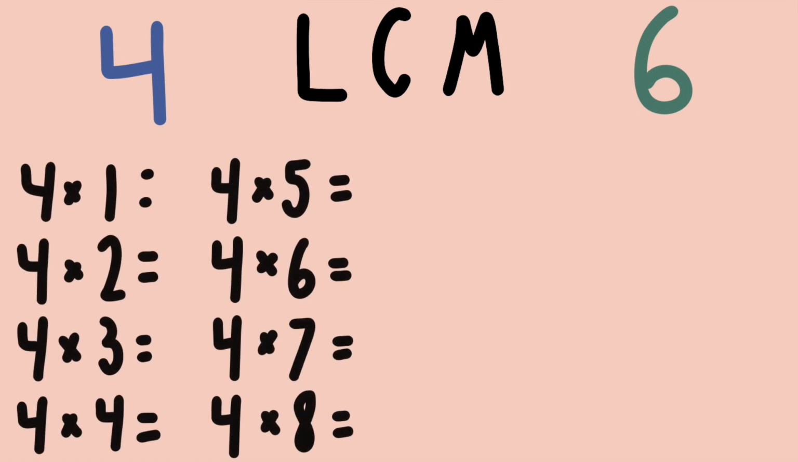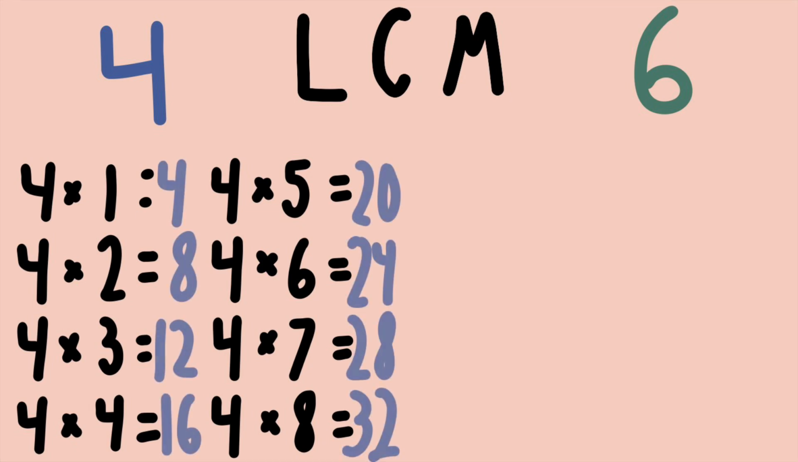The next problem is finding the least common multiple of 4 and 6. First, we are going to find the first 8 multiples of 4. We do this again by doing 4 times 1 all the way through 4 times 8. So these are the first 8 multiples of 4. Later, I'll show you a way to shorten this process.